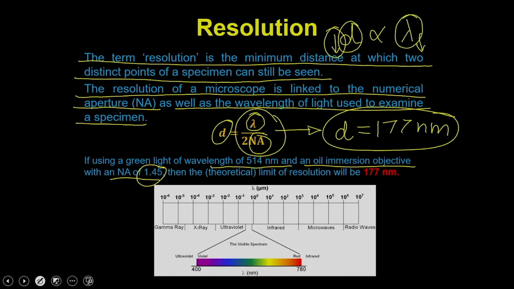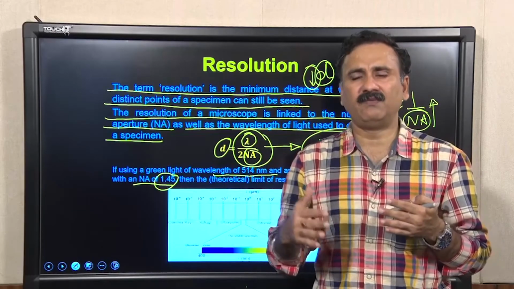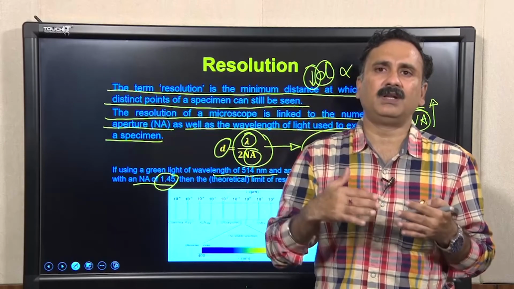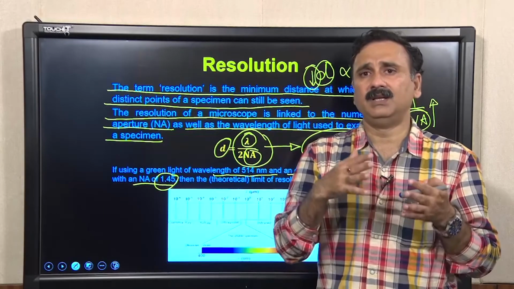D is directly proportional to lambda. So, if you decrease lambda, D is also going to decrease, and that is how you can increase the resolution. D is inversely proportional to NA, which means if I have to decrease D, I have to increase the NA, but there is a limitation up to which you can increase the numerical aperture of a microscope. That is why people are not modifying the numerical aperture. Instead, they are playing with the different wavelengths of light, and that is how you can get better resolution.